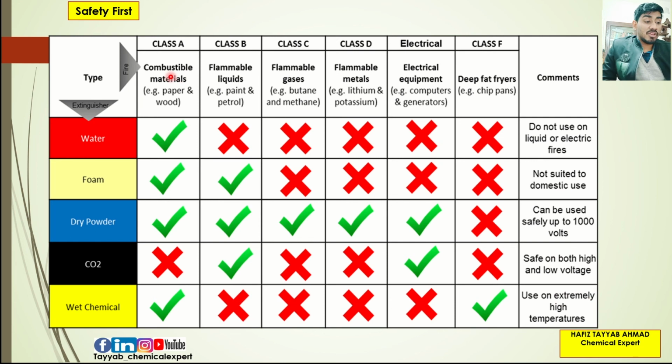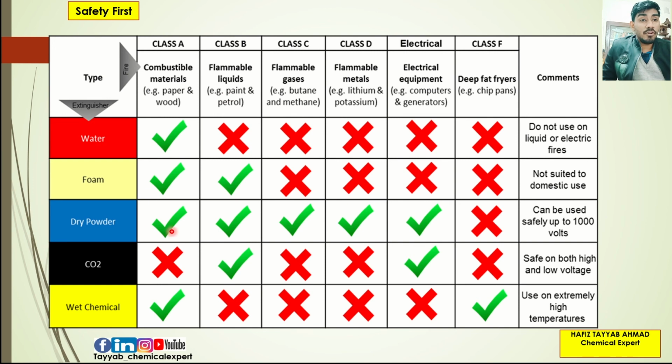Over here you can see class A fire. There are classes of fire on the vertical: class A, class B, class C, class D, and electric and class F. Over here you can see the fire extinguisher method. Water is only effective for class A. You can see otherwise no. Foam is effective to use on class A and class B.